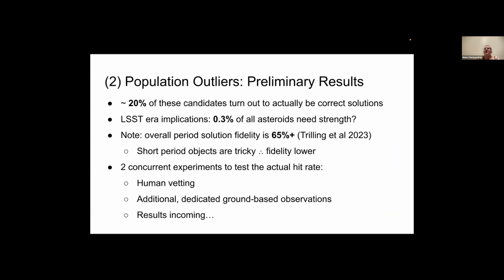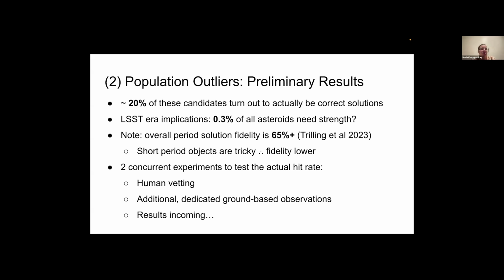We're getting somewhere with those points, and we're cross-checking because these objects have periods that are either really close to 2.2 hours or less. And so sometimes period solutions can get a little murky in that area. So we're cross-checking. And about 20% of that 400 and change group turns out to be values that we believe. So for LSST, that implies that maybe 0.3% of all asteroids need strength. That's fun and exciting. I should note here that the overall period solution fidelity that we have is about 65% or higher. It's just specifically the short period objects that are a little trickier to work with.